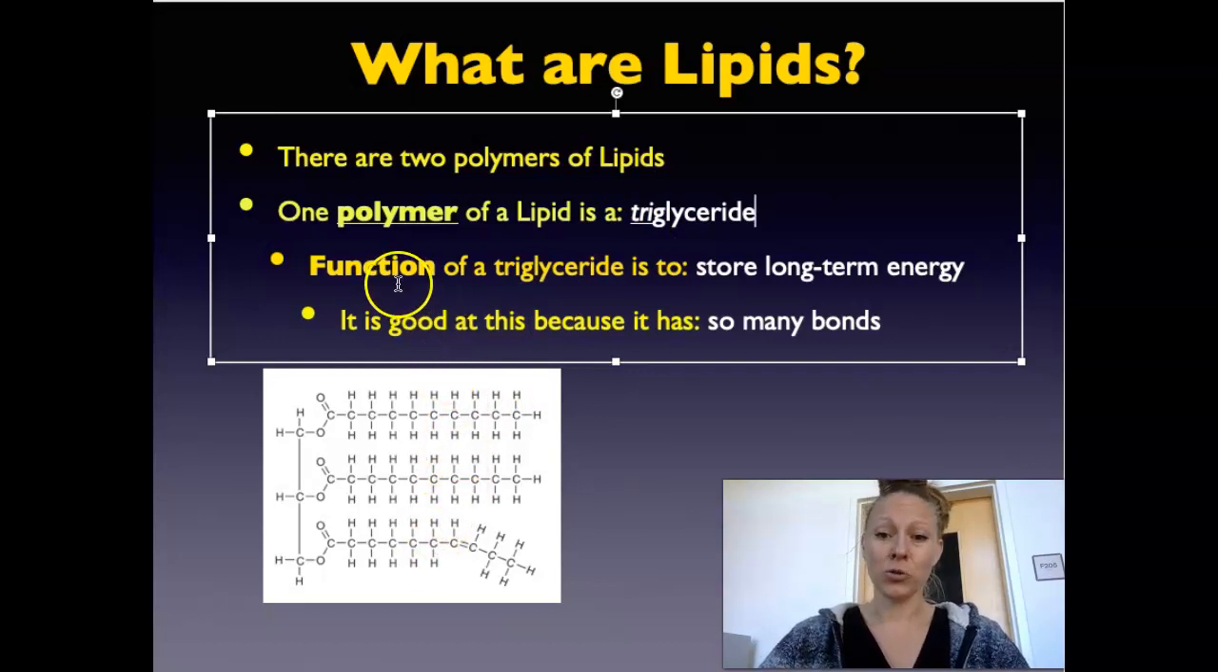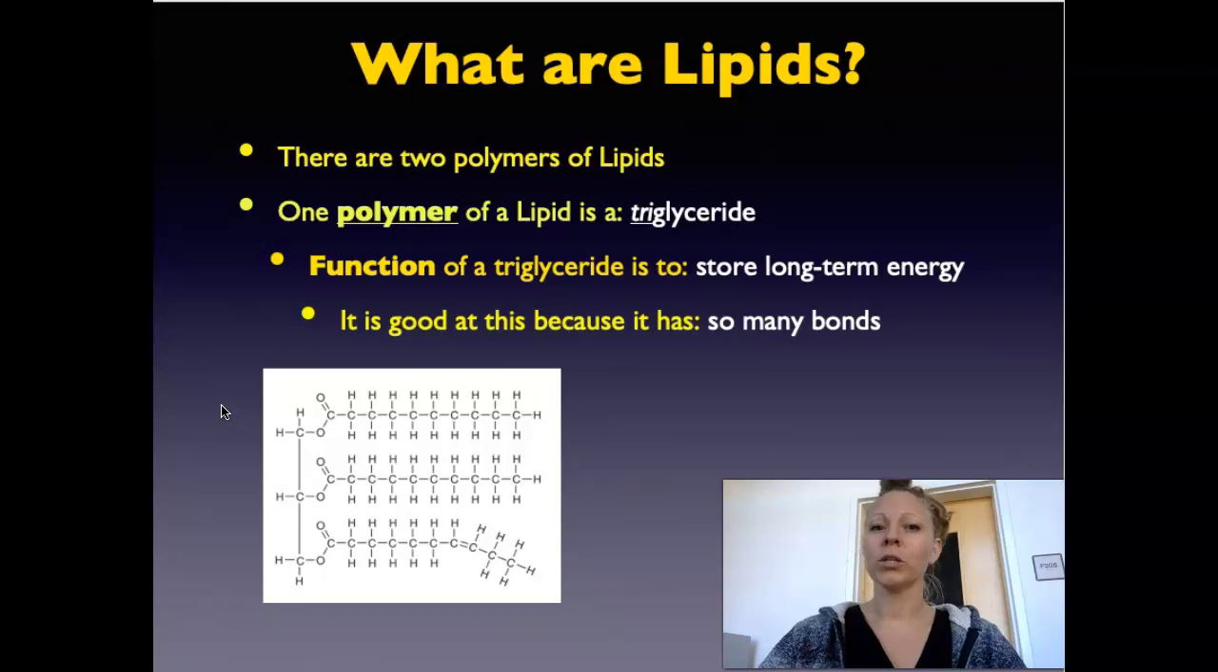And this should also make a lot of sense. The function of a triglyceride is to store long-term energy. So it is good at this because it has so many bonds. So if we eat too many carbohydrates, we're going to store that energy. We're going to take those pieces, those carbons, hydrogens, and oxygens, we're going to turn it into fat, into this triglyceride, and we're going to store that energy in these carbon-hydrogen bonds. And so this molecule is very good at what it does because it has so many bonds.